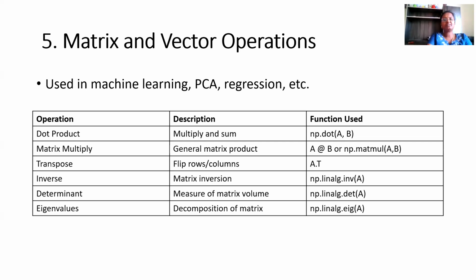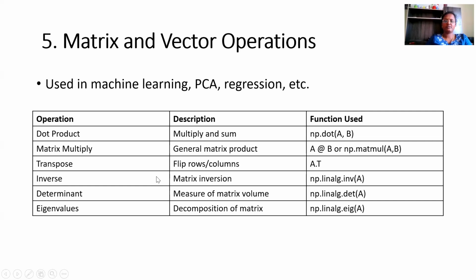So what operations can we perform on data, meaning Excel or any other input file formats? First thing is dot product. Using the dot product operation, we can multiply and sum. For example functions, you can check in the third column. And the next thing is matrix multiplication, the general matrix product, for example np.matmul.